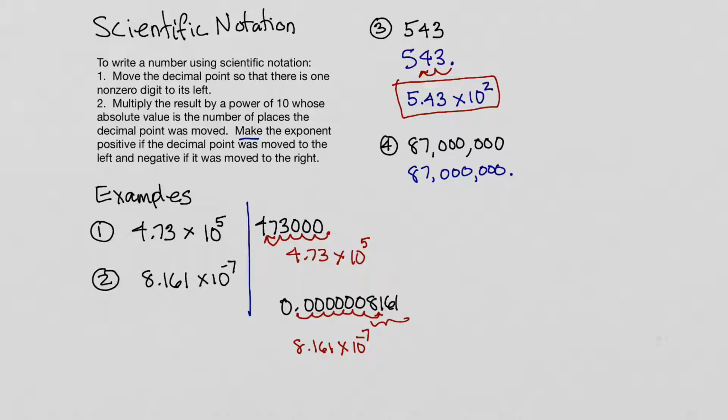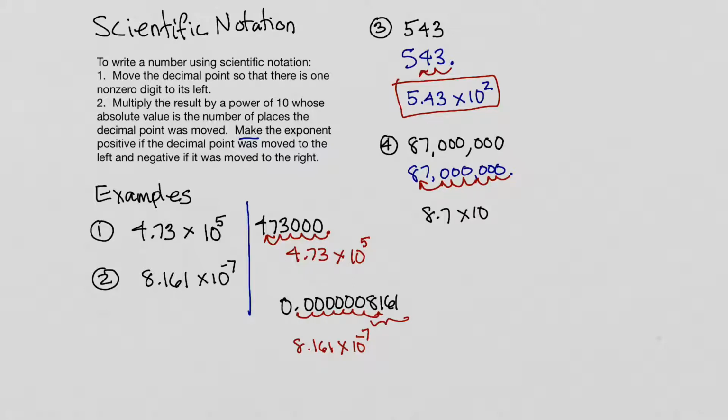And to put it into scientific form, we're going to move it 1, 2, 3, 4, 5, 6, 7 places, and we're going to the left. So we're going to write our number here as 8.7. We can drop those zeros, times 10. Now, we moved this decimal point 7 places, so we're going to write 7. And since we moved it to the left, we make this exponent positive. So we're going to leave it as 8.7 times 10 to the 7th.